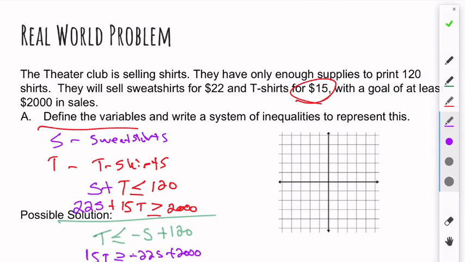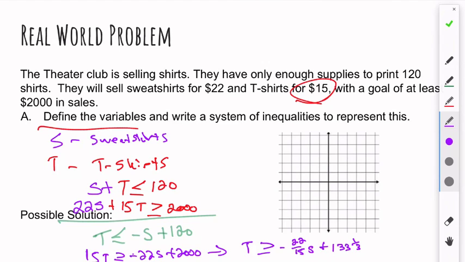So once I go to do that, I'll just write this over here. T is greater than or equal to negative 22 over 15. That's just taking negative 22 divided by 15s. Okay, and then adding that to 2,000 divided by 15. Now, I don't know that off the top of my head, so I'm going to have to run that through a calculator here. 2,000 divided by 15 is 133 and a third. Okay, so it's equal to 133 and 1/3.